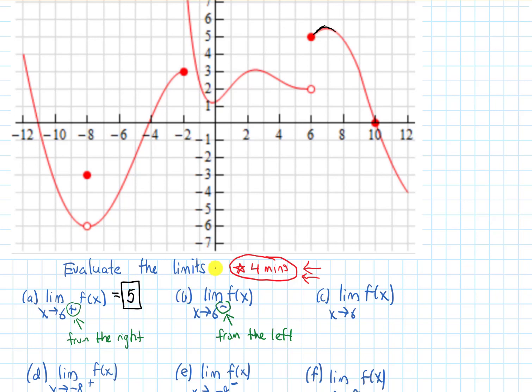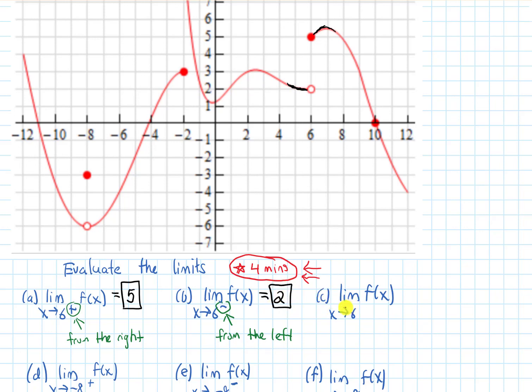Now let's do B. What is the limit as x approaches 6 from the left-hand side? Now we're approaching 6 from the left and getting really close to 6. That's this part of the graph over here. Remember, with a limit, we don't care what's happening exactly at 6. Exactly at 6, we have a point up here, but we don't care about where that point is. From the left of 6, as I get really close to 6, the y values get super close to this hole, and that hole's y value is 2. So that's my limit from the left.